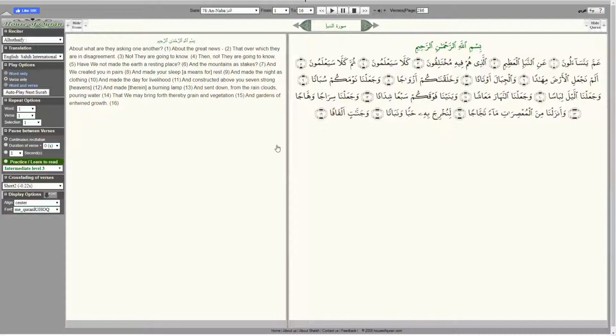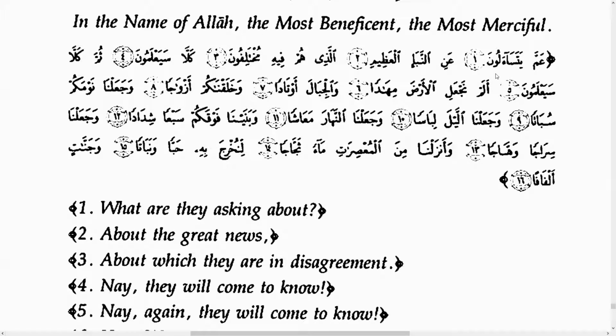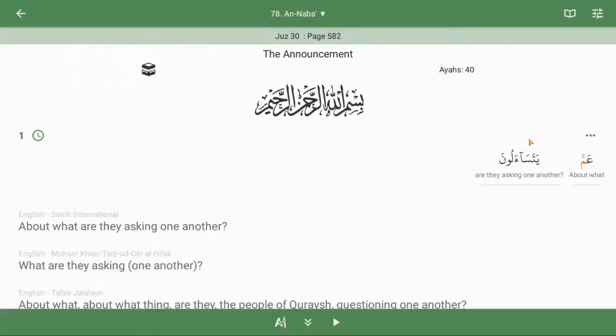The 16 verses, inshallah, which we will do. And let's look at the translation. Amma yatasa'alun. What are they asking about? Better, we can look at the translation here.